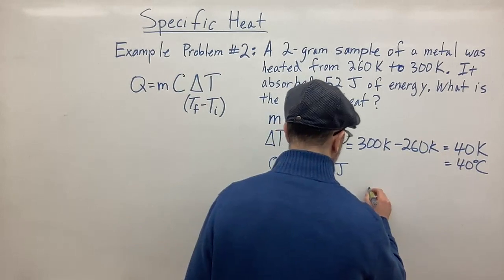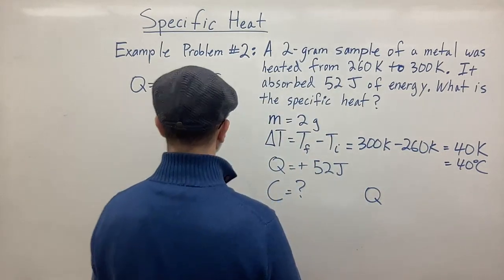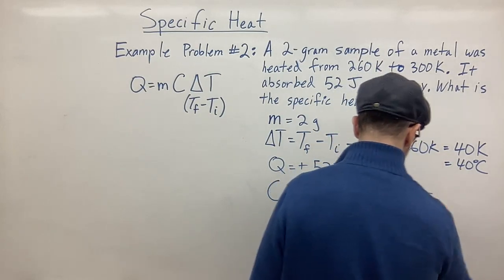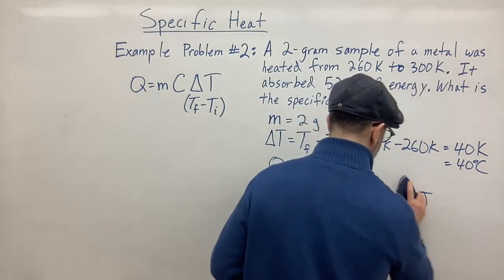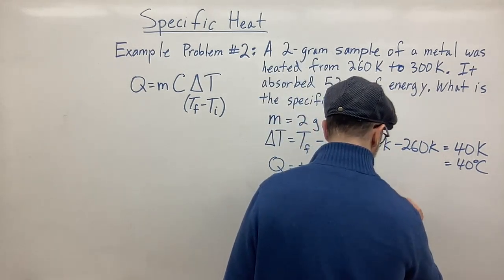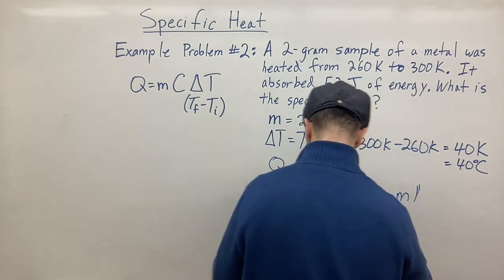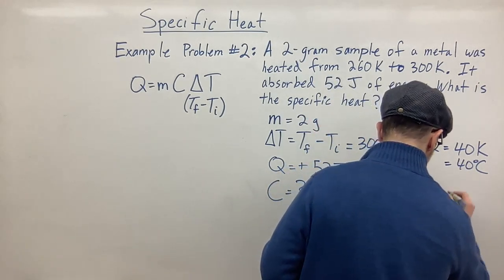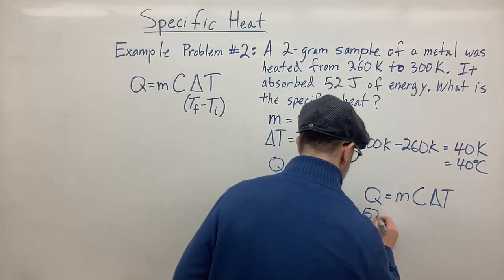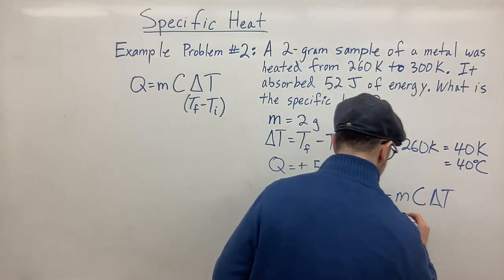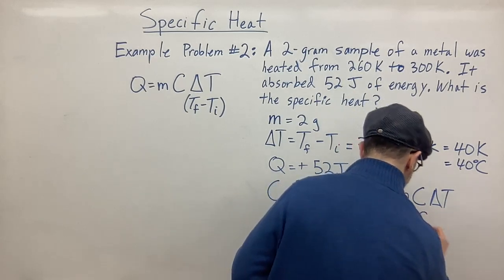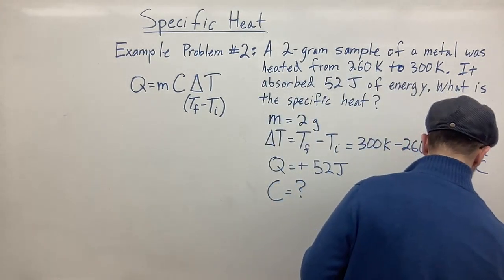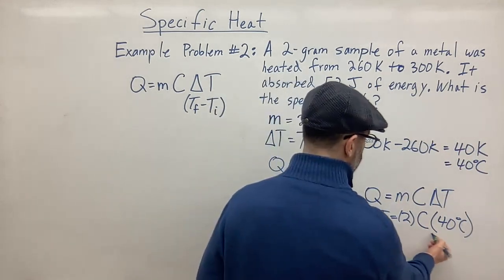So here we have Q. Q is equal to a positive 52 joules. Let me write the equation first and then plug things in. Q is equal to mass times C times delta T. So Q is going to be positive 52 joules equals the mass, which is 2, times C, which is what we're looking for, times the change in temperature, which is 40 degrees Celsius. So all we need to do is solve for C.